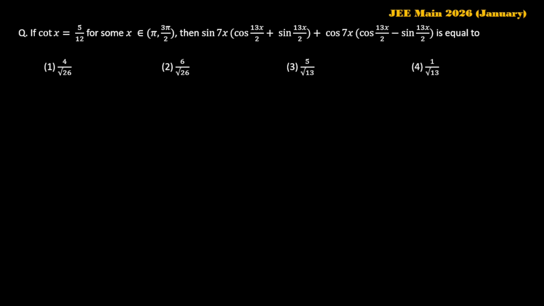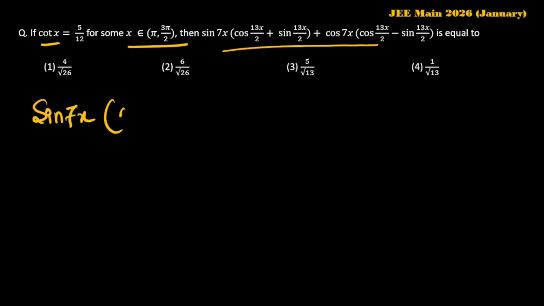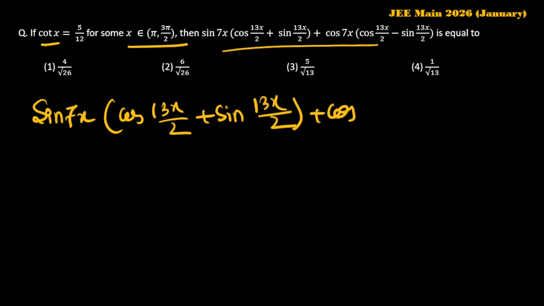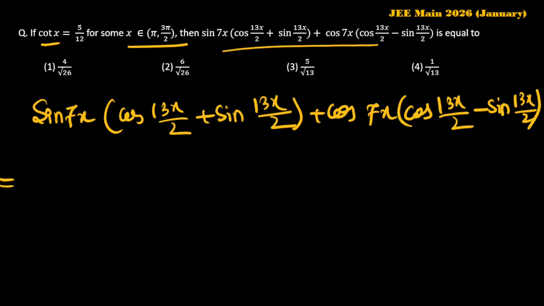In the question it is given that cot x is equal to 5 over 12 and x lies between pi by 2 and 3 pi by 2, and then we find the value of this expression: sin 7x cos 13x/2 + sin 13x/2 cos 7x, over cos 13x/2 − sin 13x/2. For this type of question we break all those terms and rearrange them. So we first break all those terms.